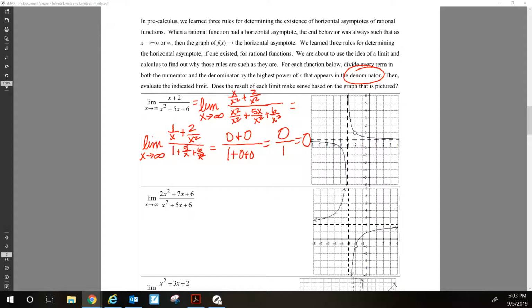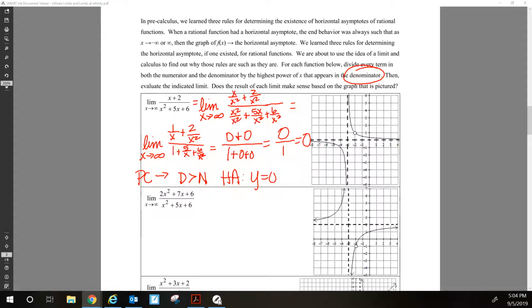And so we know from pre-calculus that if the degree of the denominator is bigger than the degree of the numerator, then a horizontal asymptote exists, and that's at y equals 0, this guy here. All right, you agree with all that? All right, let's do it again.